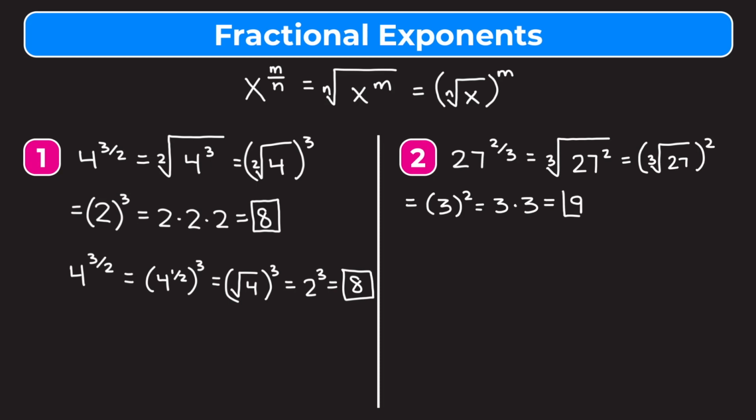And now if we want to do it the other way, we have 27 to the 2/3. We could think about this as 27 to the 1/3, and then that entire quantity squared.